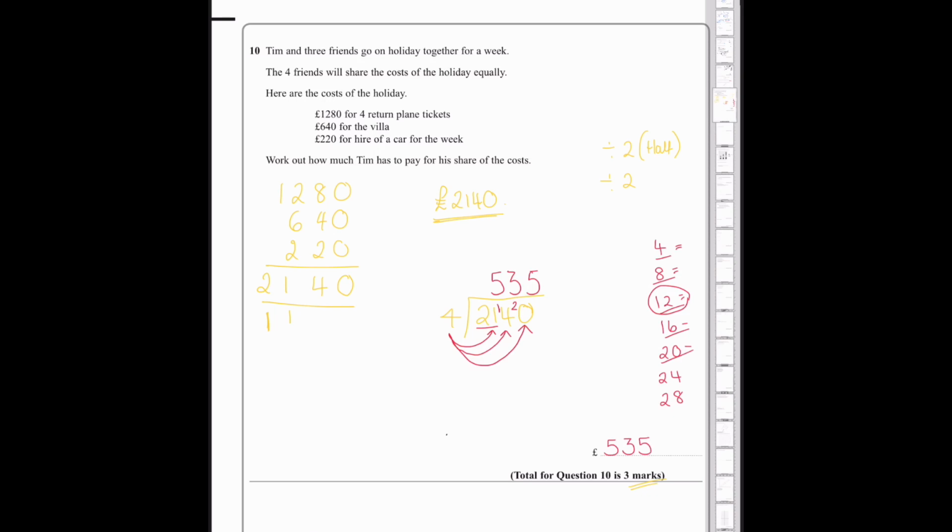All right. And again, if you wanted to half it and half it again, you can. So half of 2,140 is 1,070. And then half of that is obviously 535. All right, just showing you can half it and half it again to get the same answer. That's only when dividing by 4, remember.